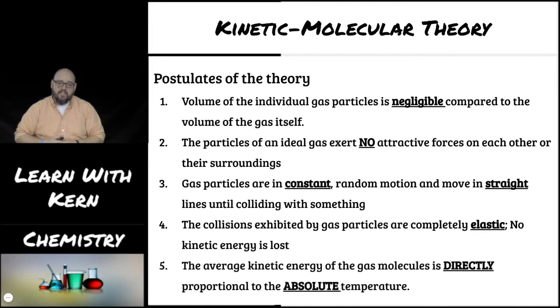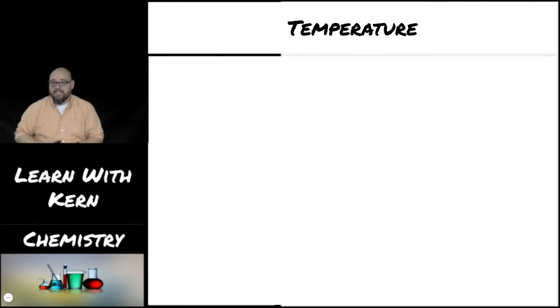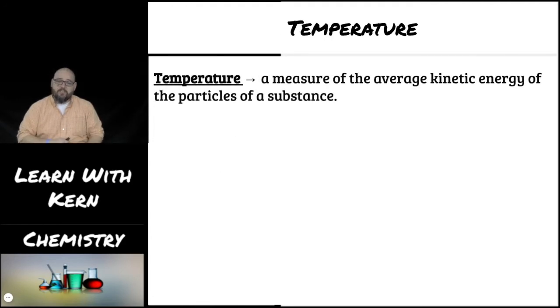The fifth postulate, and the one we're going to focus on for a lot of the rest of our discussion today, is that the average kinetic energy of gas molecules is directly proportional to the absolute temperature. So when we're talking about the absolute temperature, we have to actually know what temperature is. Temperature, by definition, is a measure of the amount of kinetic energy of the particles in the substance. It's the average kinetic energy of the particles in the substance. It's calculated very complicatedly, but it's an indirect measurement that we do when we measure temperature.